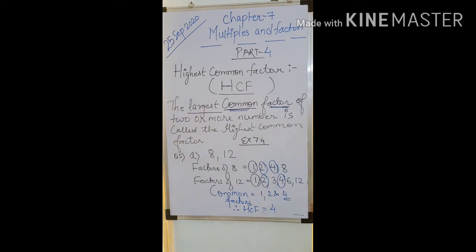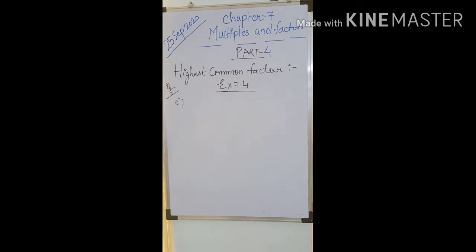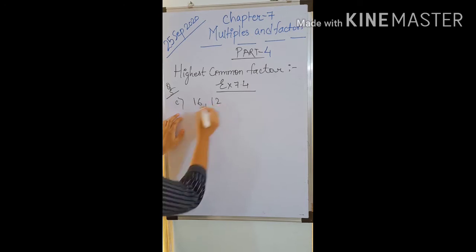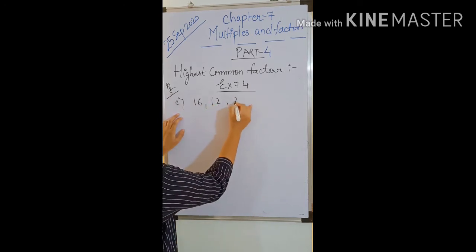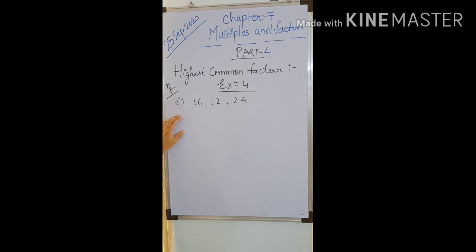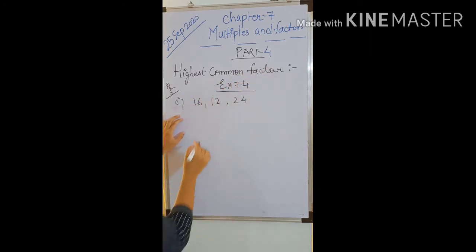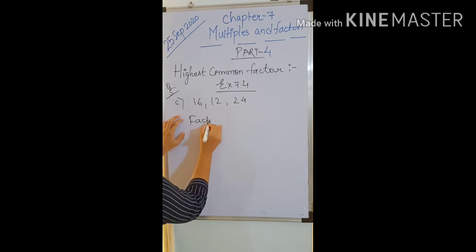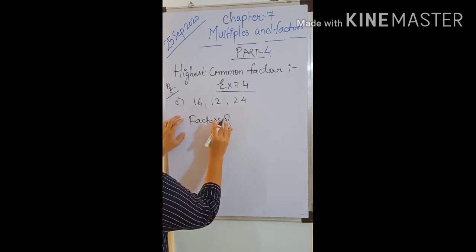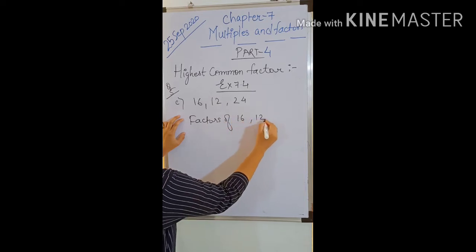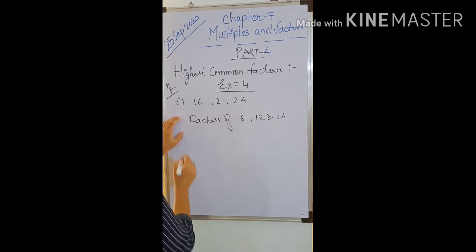Now let us understand one more question. Let us take one more question of your exercise 7.4, question number 5, part C. The numbers are 16, 12 and 24. Again, what is our main thing? We have to find the HCF of the given numbers. So we'll first find the factors of all the given numbers 16, 12 and 24. Our first step will be to find the factors of all the numbers.